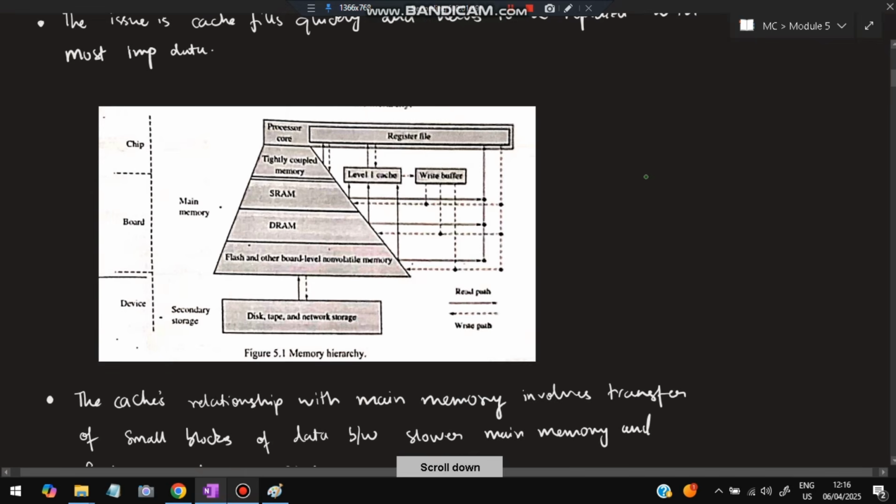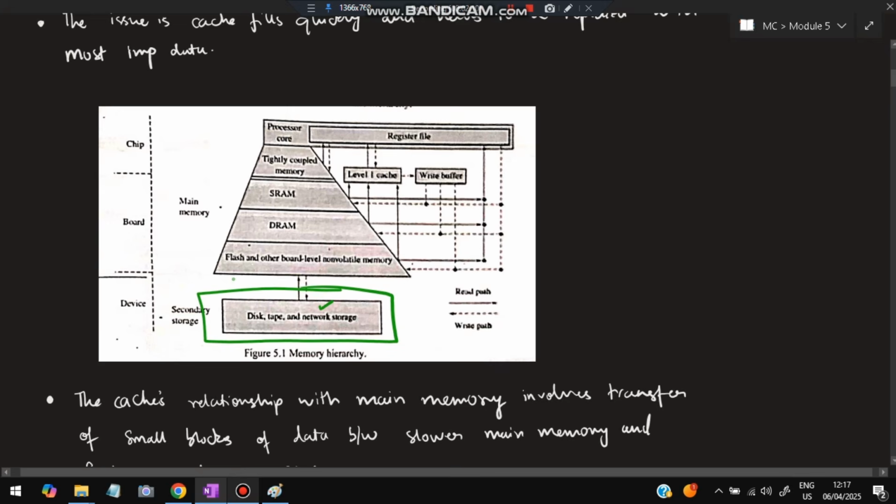Okay, before that, this is the memory hierarchy, like how memory is organized. The largest data which you store, for a longer time, like permanent data, will be in the bottommost layer, which is called secondary storage. It will be stored in disk, tape and network storage. Okay, this will hold large data and will not be accessed much.